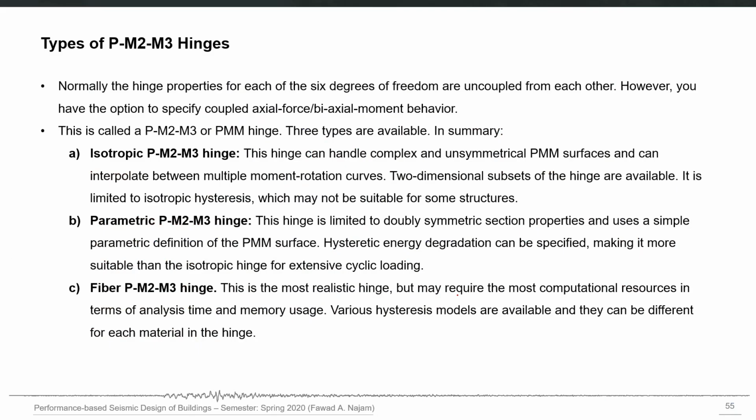So we have the interacting PM2 M3 hinge. We have discussed that in detail, and there are two-dimensional subsets of that hinge also available, that is PM2, PM3 and M2, M3. Then we also have parametric PM2, M3 hinges for concrete and steel separately.